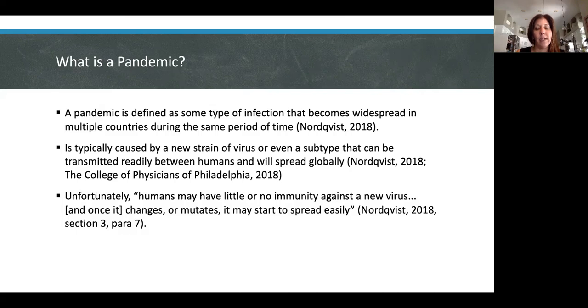So a pandemic is defined as some type of infection that becomes widespread across multiple countries during a similar time period. And what causes specifically an influenza pandemic is a new strain of that virus, or a subtype that hasn't been identified earlier, and it becomes spread between humans, and it's a global spread. And then, unfortunately, humans have little or no immunity to this new virus once it changes or begins mutation, and then it spreads very easily.